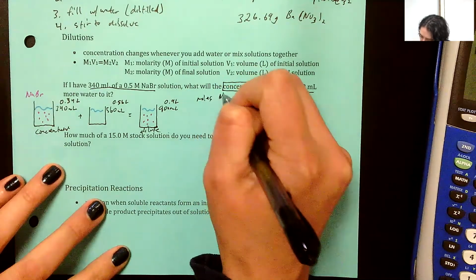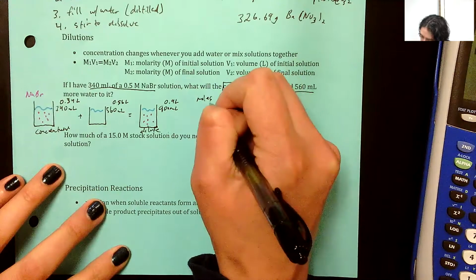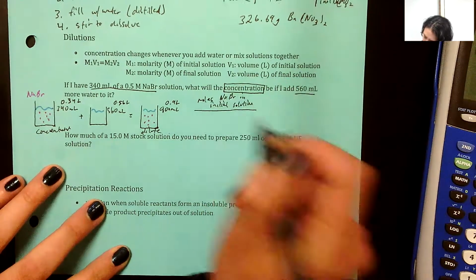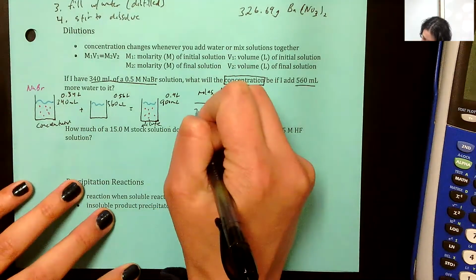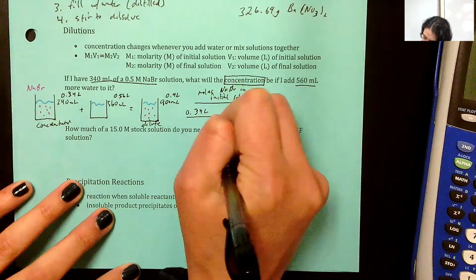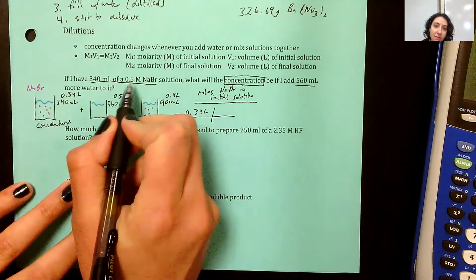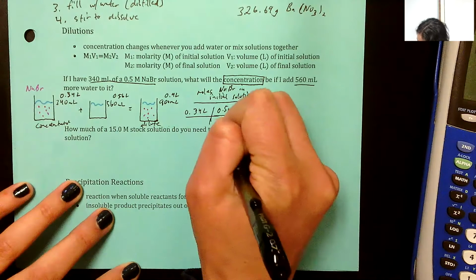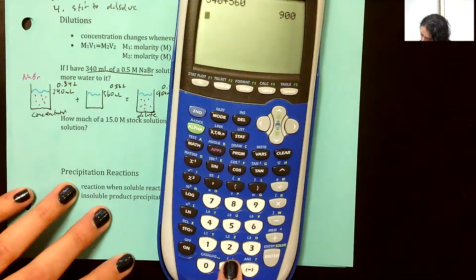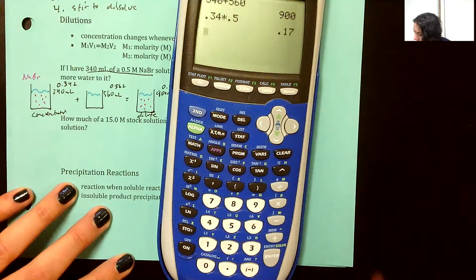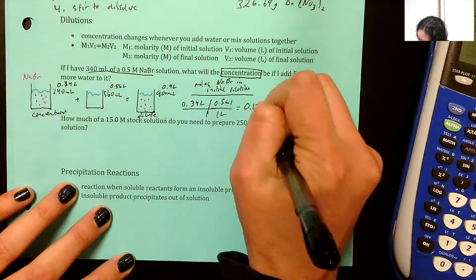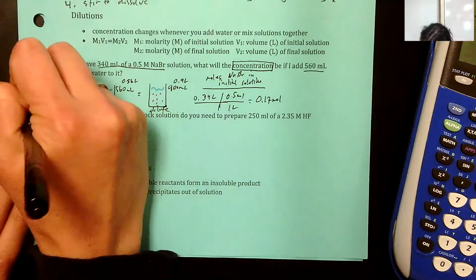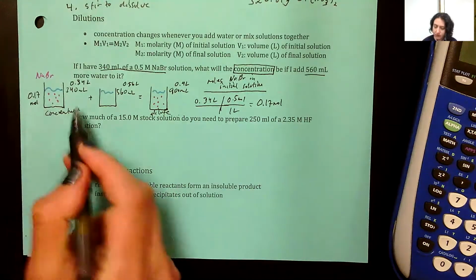Moles of NaBr in the initial solution. So let's solve for that first. So we have 0.34 liters in a 0.50 molar solution. That's moles per 1 liter. So 0.34 times 0.5 is equal to 0.17, sorry. So that's how many moles. So that means that there were 0.17 moles in this original solution.